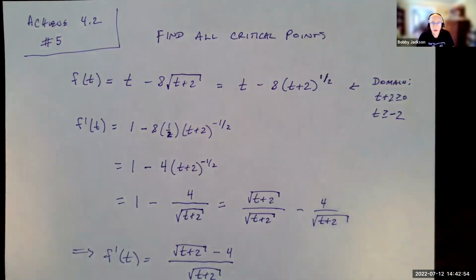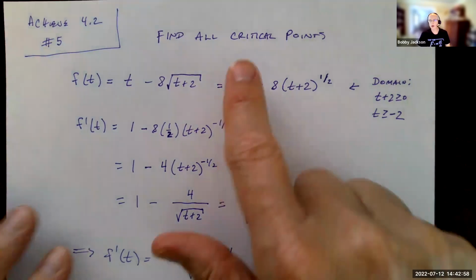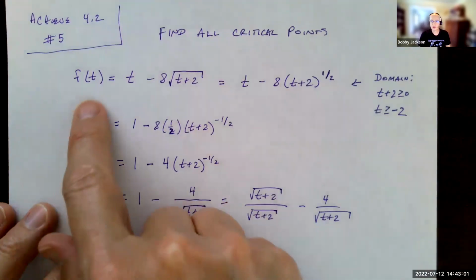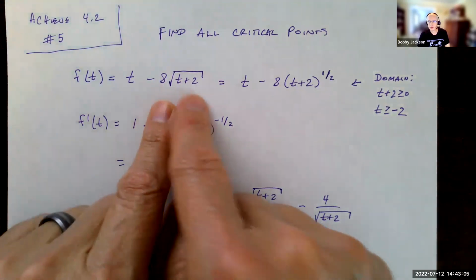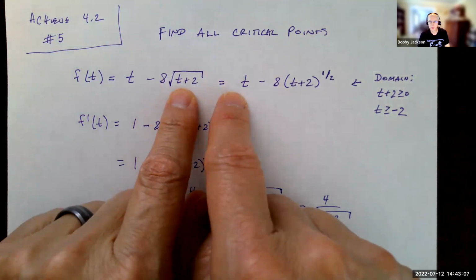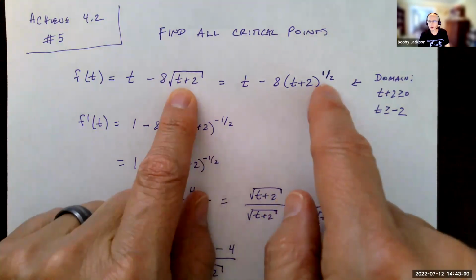Hey everyone, let's take a look at Achieve section 4.2 number 5, where we're finding all the critical points for this function here. First thing I'm going to do is to rewrite square root of t plus 2 as t plus 2 to the 1/2 power.